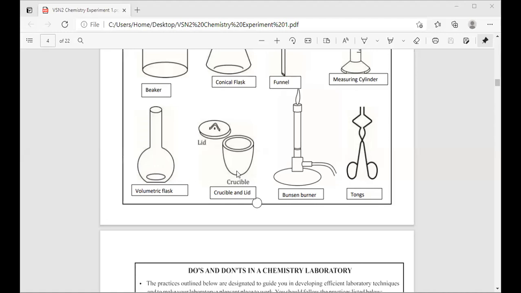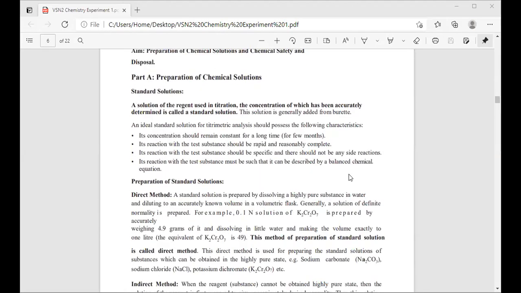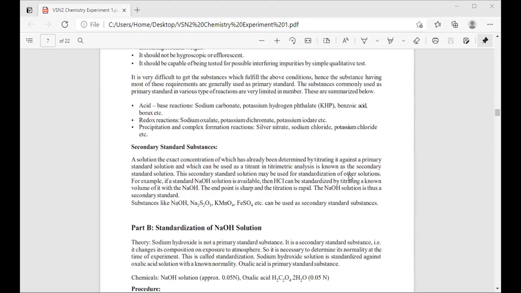This is a crucible. If we have to heat any sample in the oven, we have to heat it in the crucible. This is our burner, and this is a pair of tongs. You know for what purpose it is used. Now our first experiment is standardization of NaOH solution.